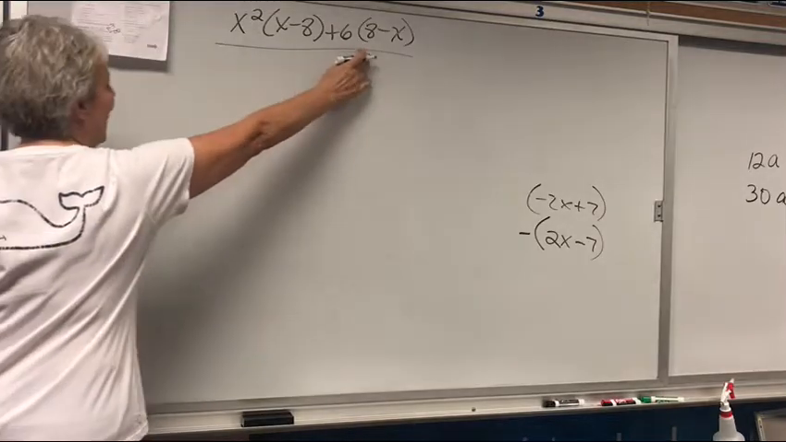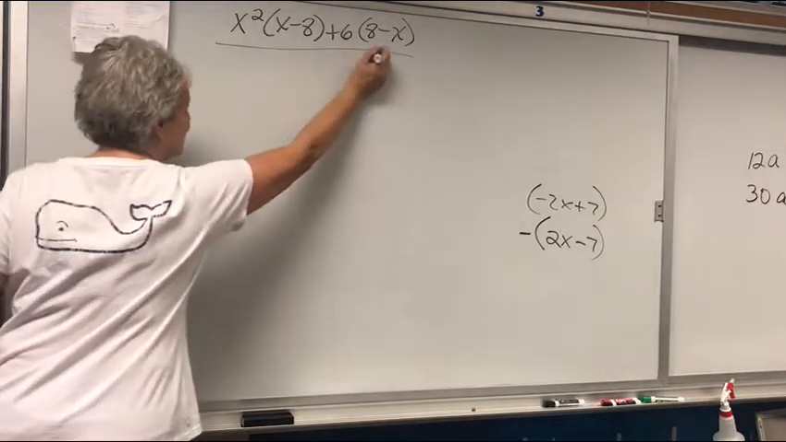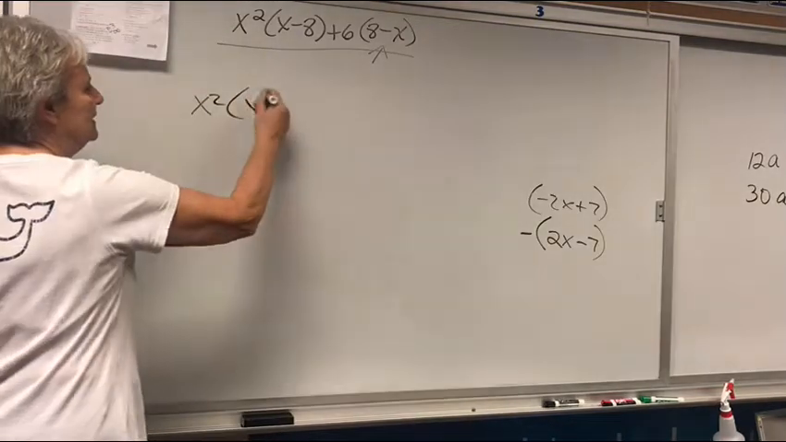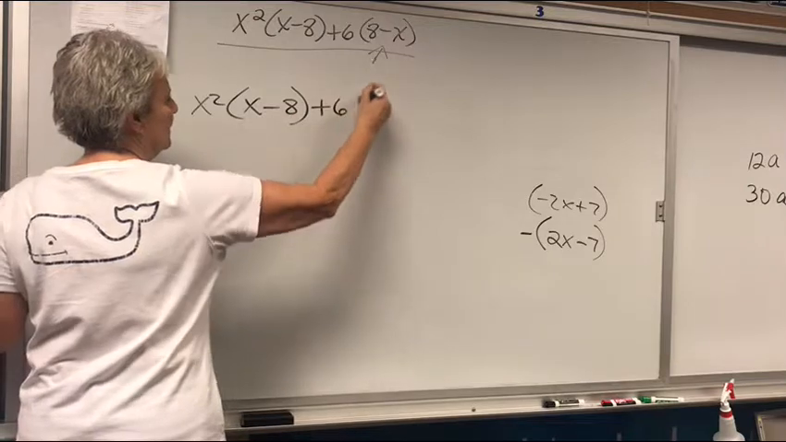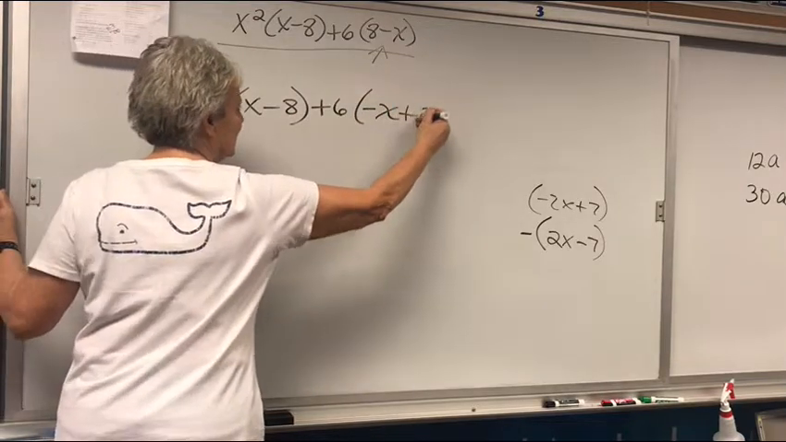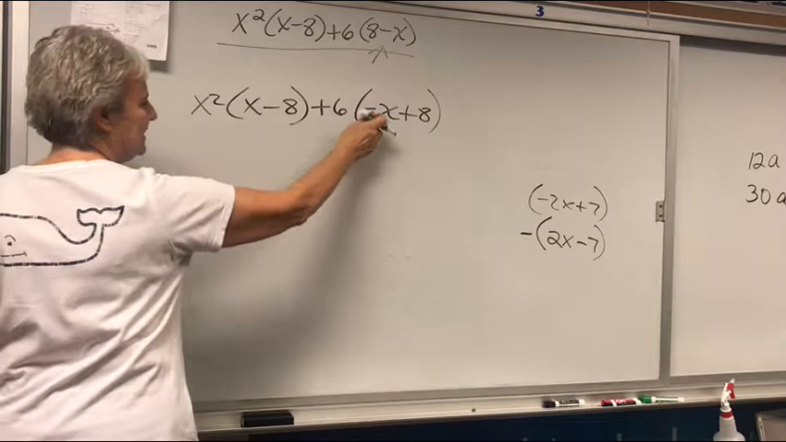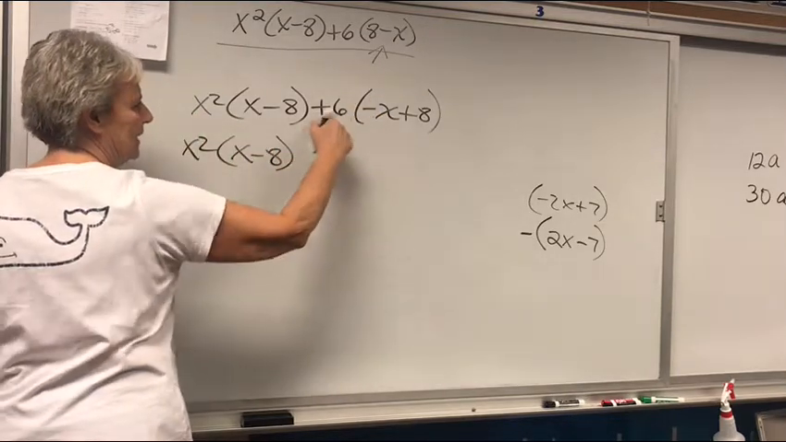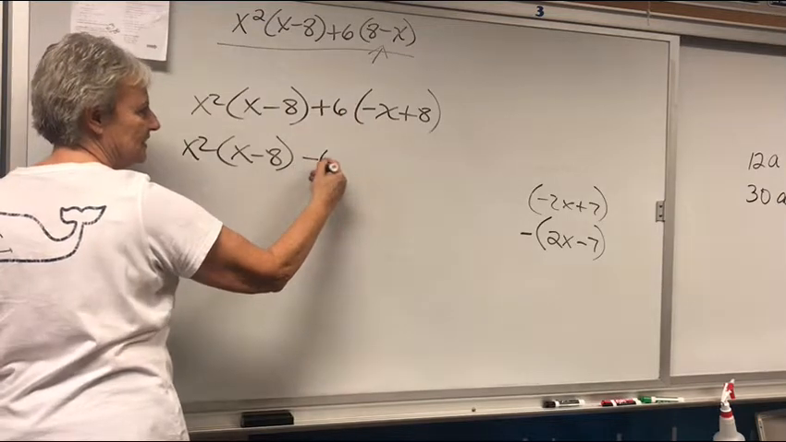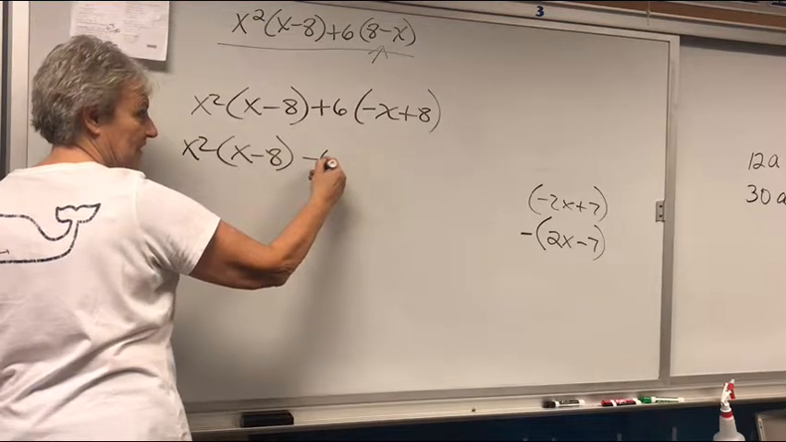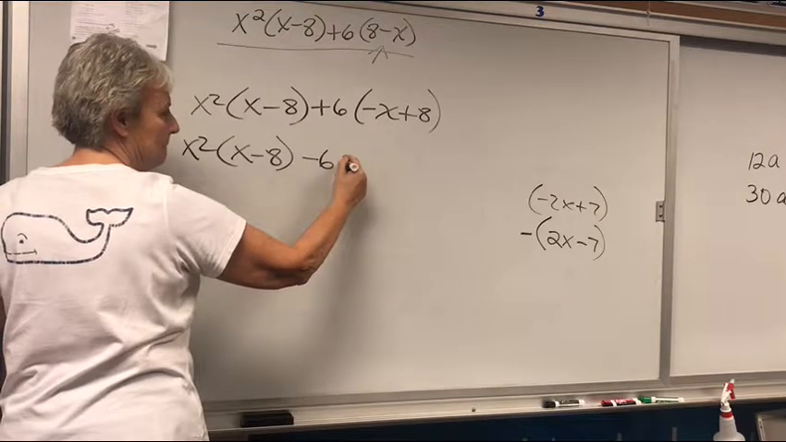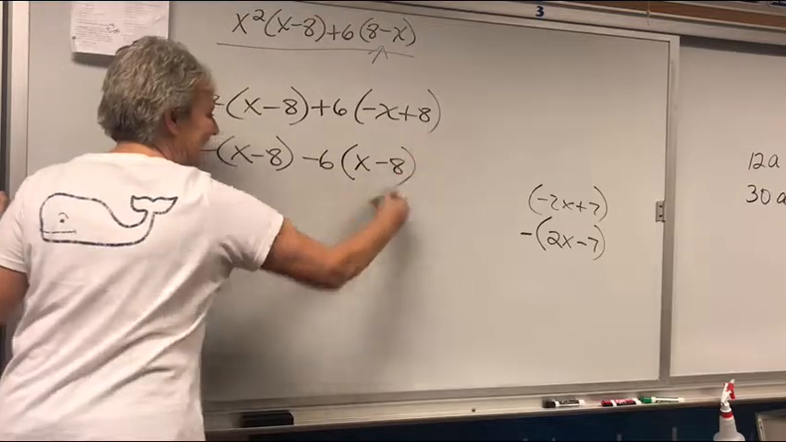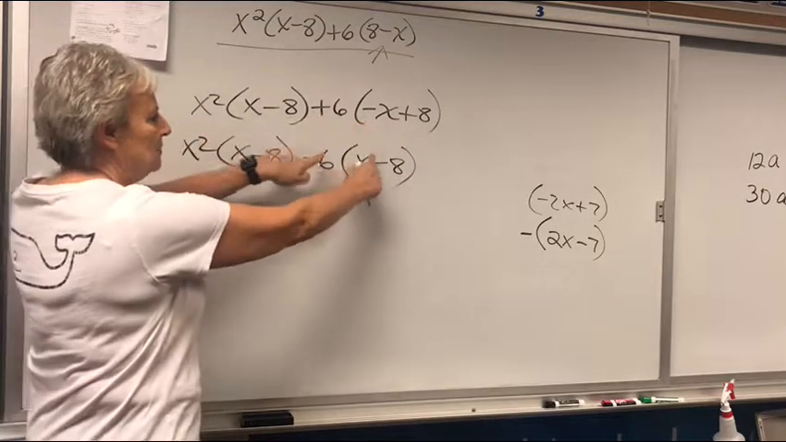Okay, the greatest common factor is not x minus 8, because that is not x minus 8. So we're going to adjust it to negative x plus 8. Then we've got to take the negative out of there. So that will be negative 6. See what I'm doing? I lost track of what I was doing. x minus 8. See, it's the same thing.